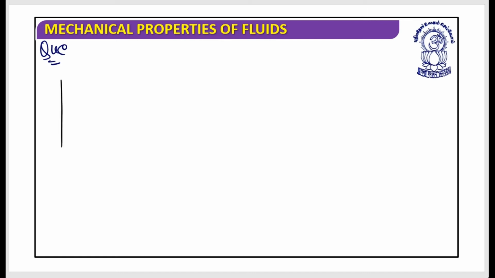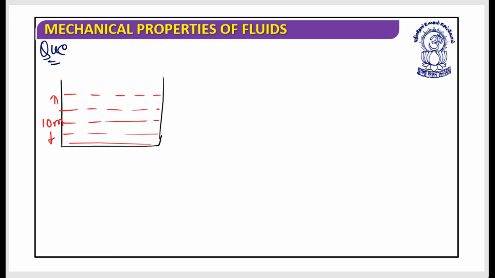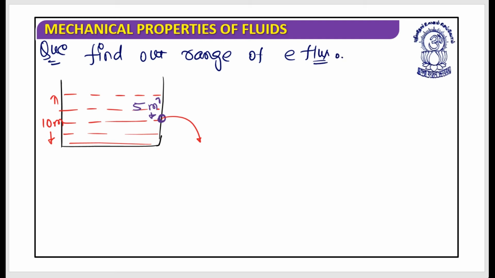Let's suppose the container has been filled with liquid. This is the 10 meter to which we have filled the fluid, and the hole has been made at this position. This is the 5 meter. As you can see, we have made this hole at half of the height, so whatever the range will be, it would be the maximum. They will ask me to find out the range of efflux.